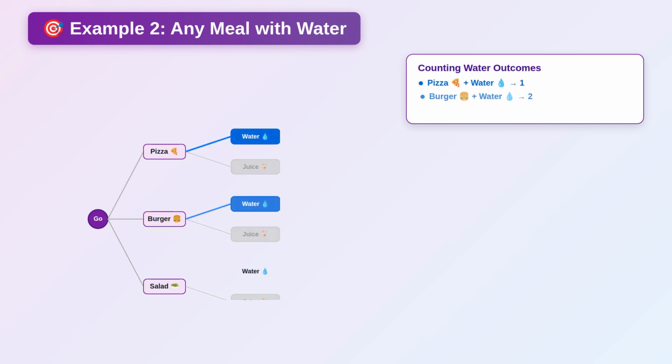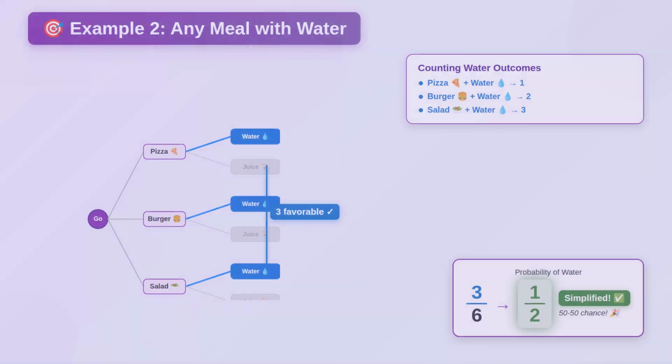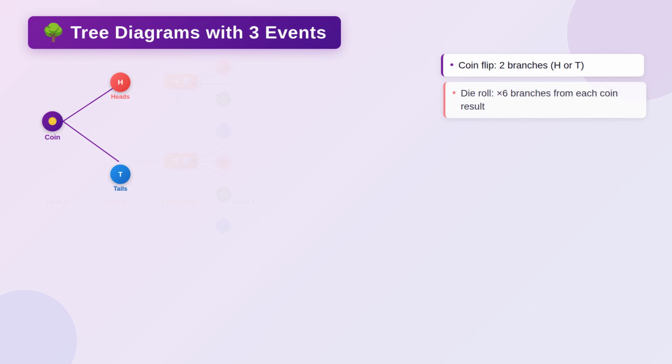Now Maya wonders, what are the chances she gets water no matter what food she picks? Look back at our tree diagram. Total outcomes, still 6. Now let's count how many paths include water. Pizza with water, that's 1. Burger with water, that's 2. Salad with water, that's 3. So 3 out of 6 outcomes include water. We write that as 3 over 6, and then we simplify. 3 divided by 3 is 1. 6 divided by 3 is 2. So the probability is 1/2. A 50-50 shot.